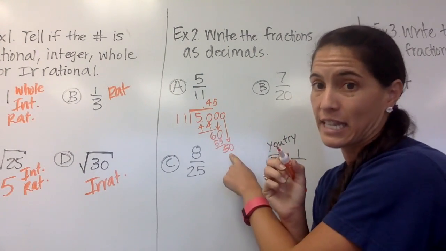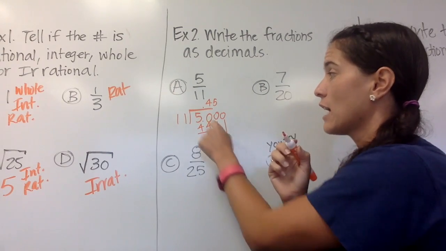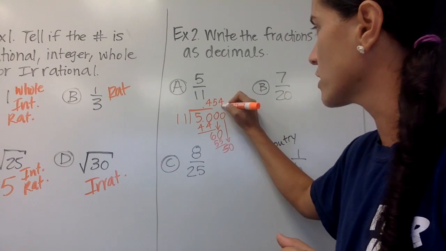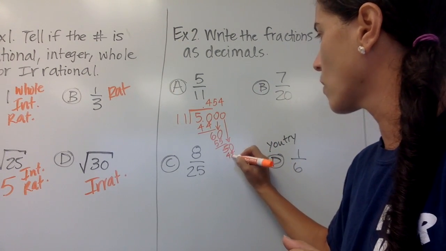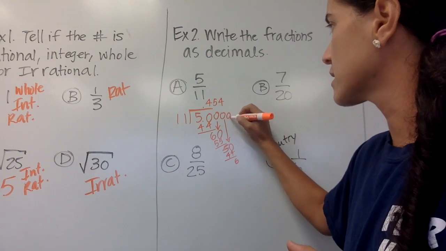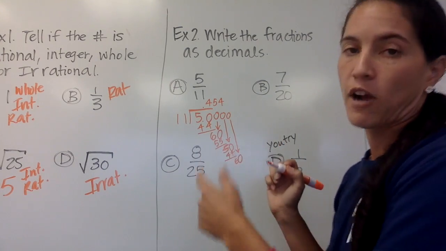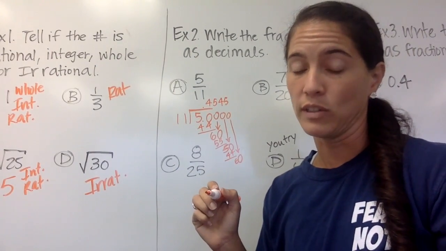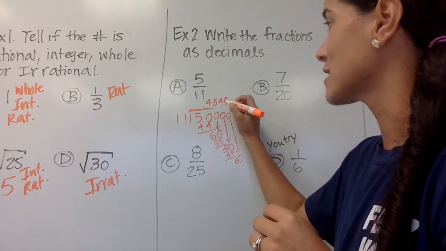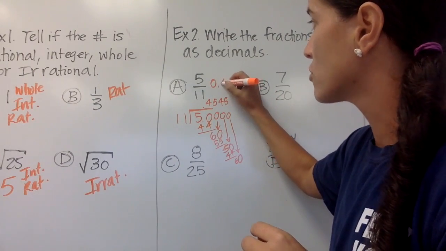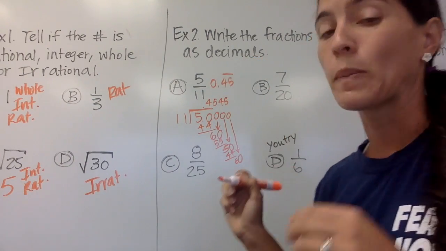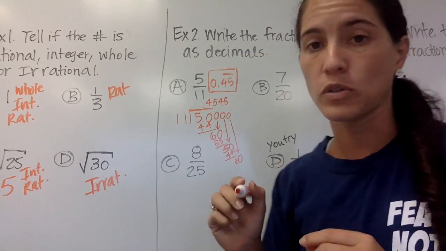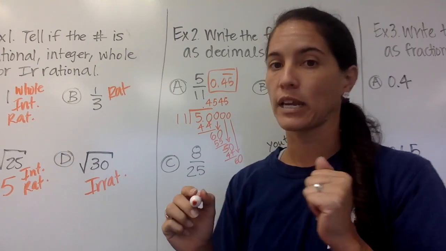So what I think is going to happen, I think it's going to repeat 50, 60, 50, 60. So let's just do it just to make sure. 11 will go into 50 4 times. 4 times 11 is 44. And I'm left with 6. And then I'm right, it's going to keep repeating, 4, 5, 4, 5, 4, 5. So this is a repeating decimal. And just in case you've forgotten, a repeating decimal is written with bar notation. So 0.45, and the bar goes over both numbers because both numbers repeat. Whichever number repeats, that's what gets the bar.